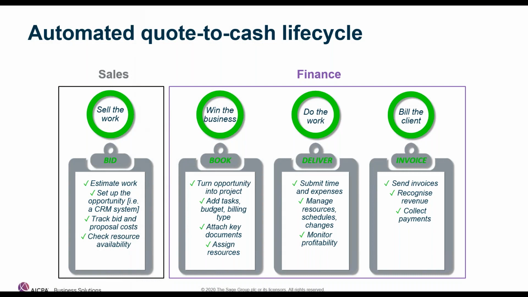Sage Intacct streamlines and automates the project lifecycle across both finance and sales, from helping you sell the work to winning the business, doing the work, and handling your billing and accounting. As projects are in flight, easy to use time and expense capabilities make it straightforward for your project delivery staff to enter data that will help drive downstream costing and billing. Project managers can easily manage schedules and assign resources as the project needs dictate. And billing the client is no longer a chore.